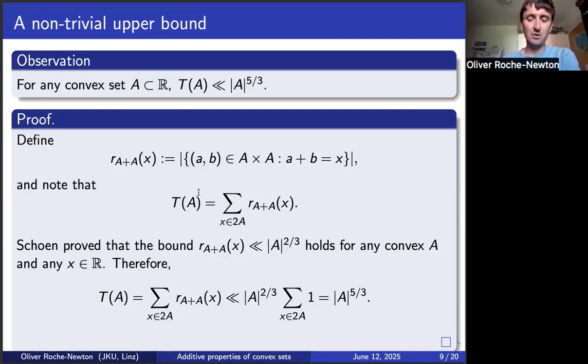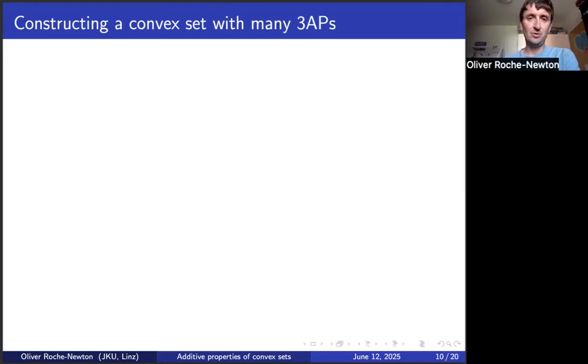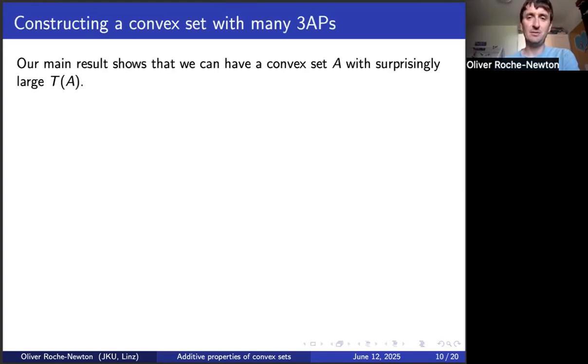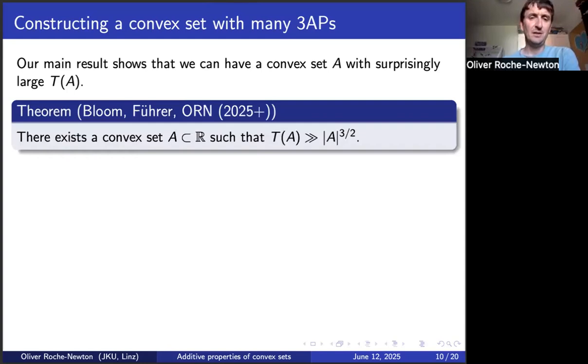What I'm mostly going to be talking about is the other side of this problem, which is showing that there's a convex set with this number of 3APs quite large. So, constructing a convex set with many 3APs. The main result is that we can construct a convex set with a surprisingly large T(A). This is joint work with Bloom and Führer. There exists a convex set A with the property that this number of 3APs is at least the size of A to the 3/2, quite a bit better than the trivial bound of size A.